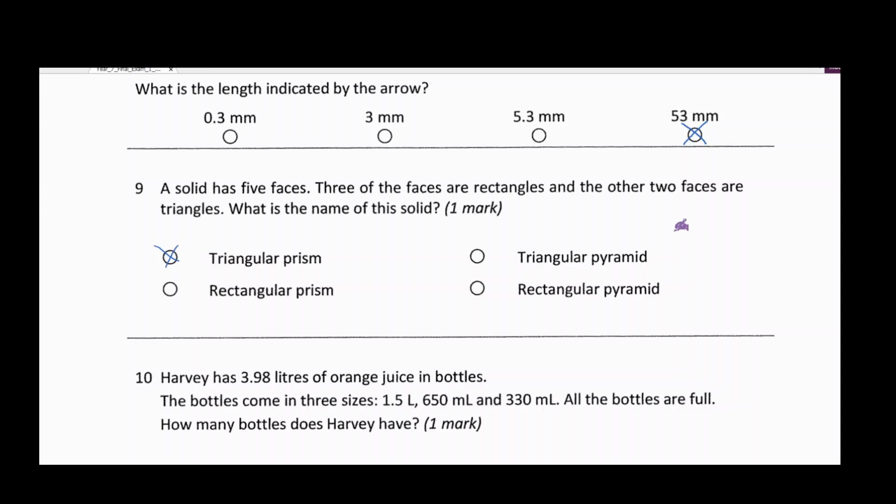Okay, so here's our triangular prism. I'll just draw a rough sketch. So there it is. It has face 1 at the front, 2 at the back, 3 at the side there, 4 on the bottom, and 5 there. So 1, 2, 3, 4, 5. And it has 2 triangles and 3 rectangles.